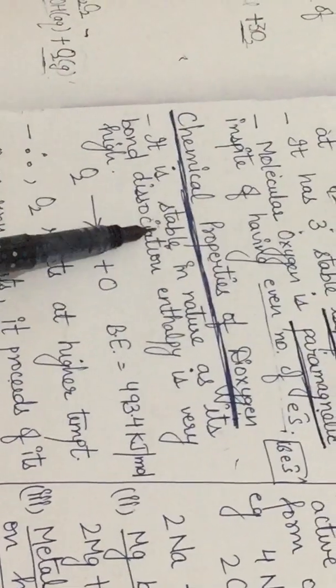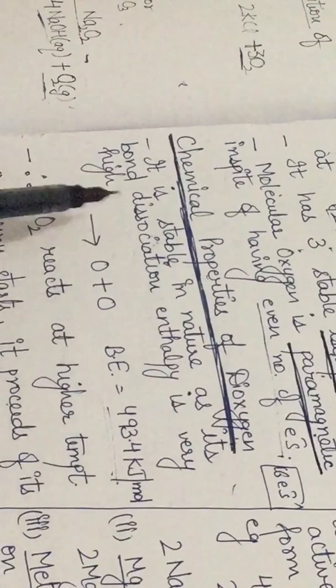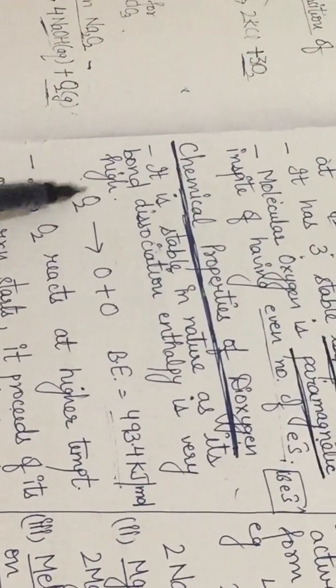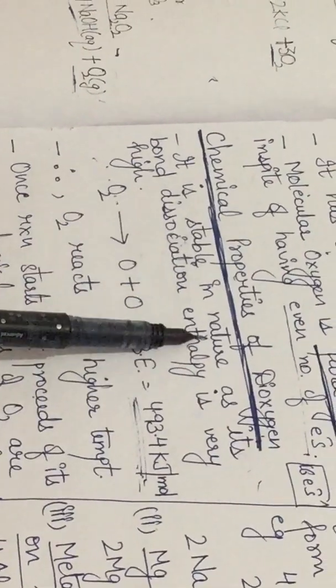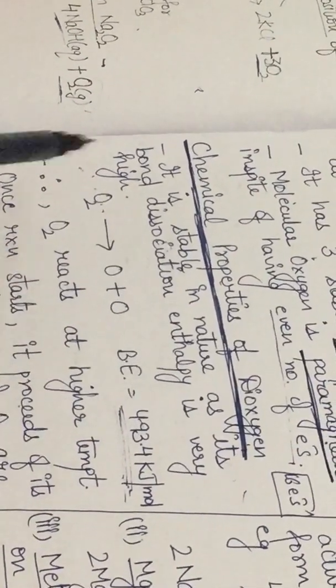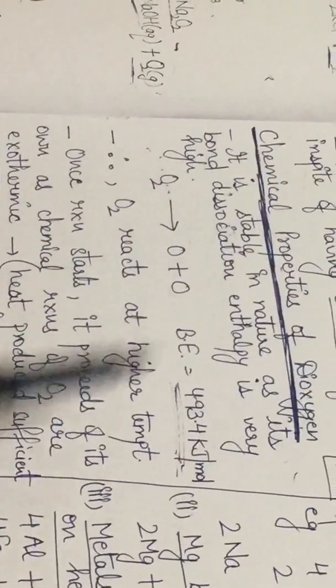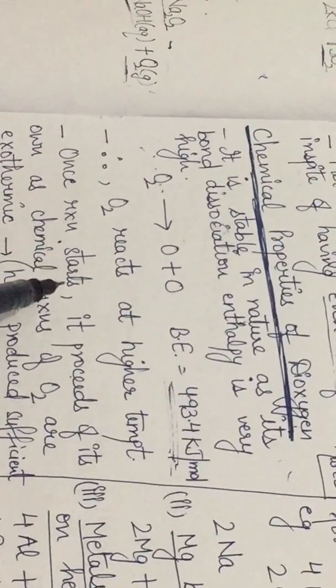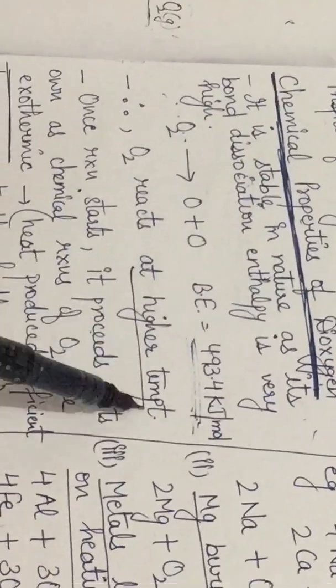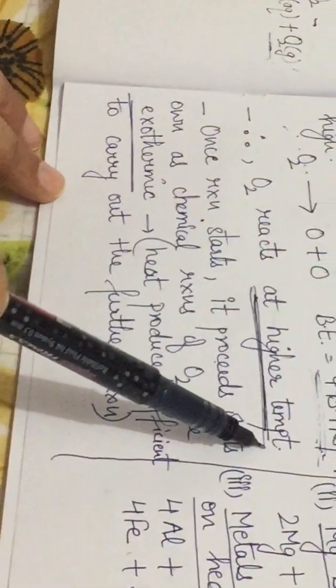Dioxygen is very stable because its dissociation energy is very high. Means to break the bond between O=O we require very high energy. So it is very stable, and we can say it is less reactive. So when we want to do chemical reactions, they will occur at very high temperatures.